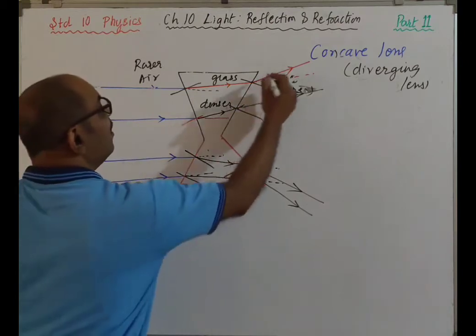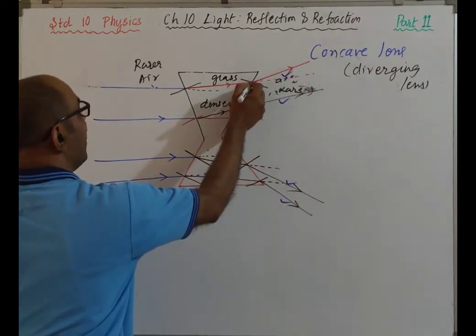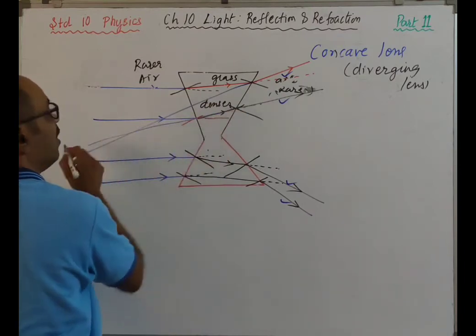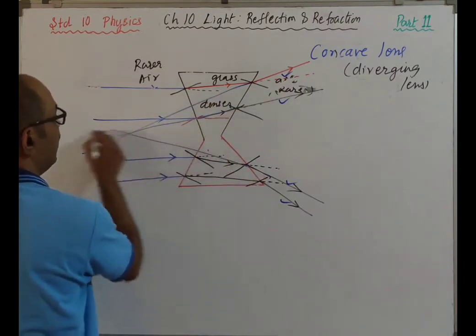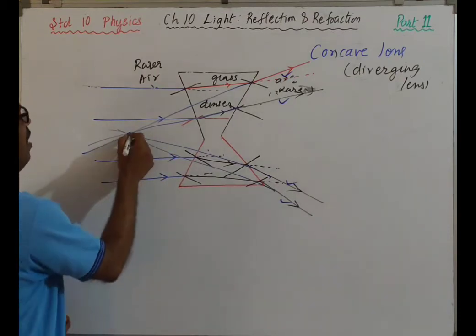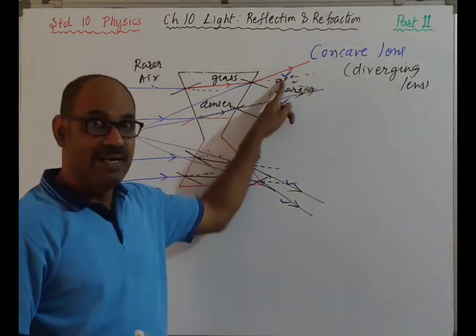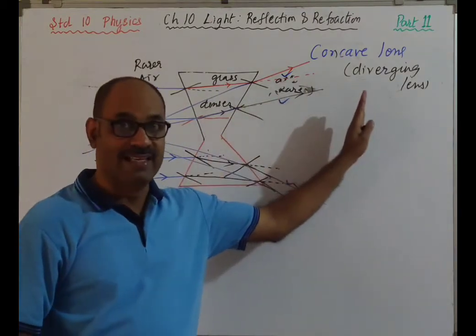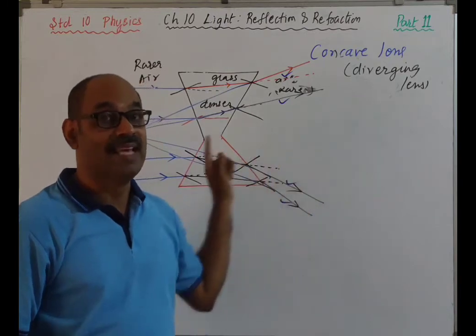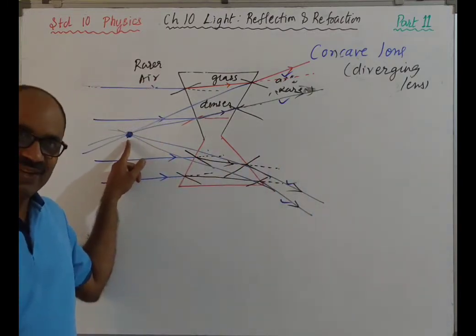If this ray and all these emergent rays are extended backward, they all seem to meet at one point. A little bit of adjustment is done, but they will meet at one point. All right, they are diverging. In reality, they will never meet each other, but when they are extended backward, they meet at one point. Is that clear to you?